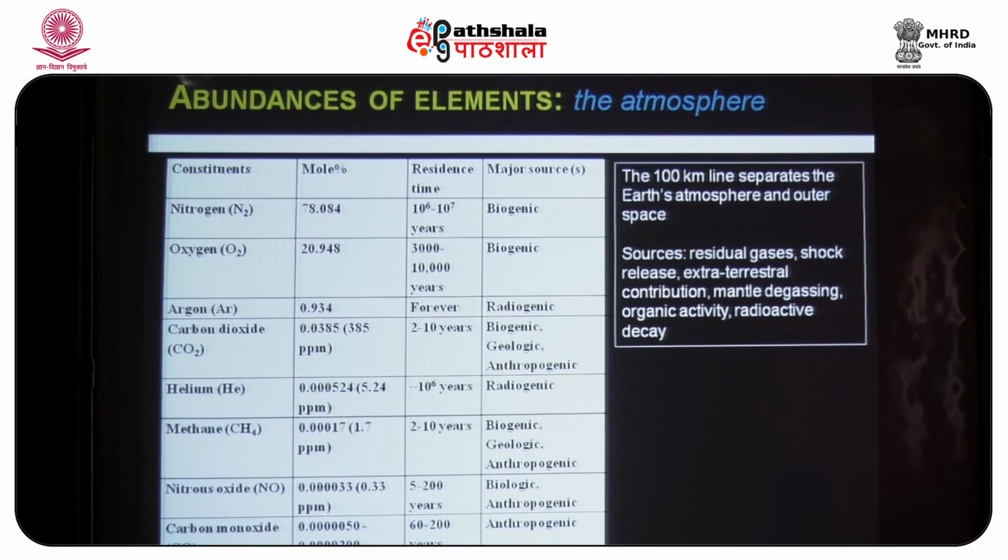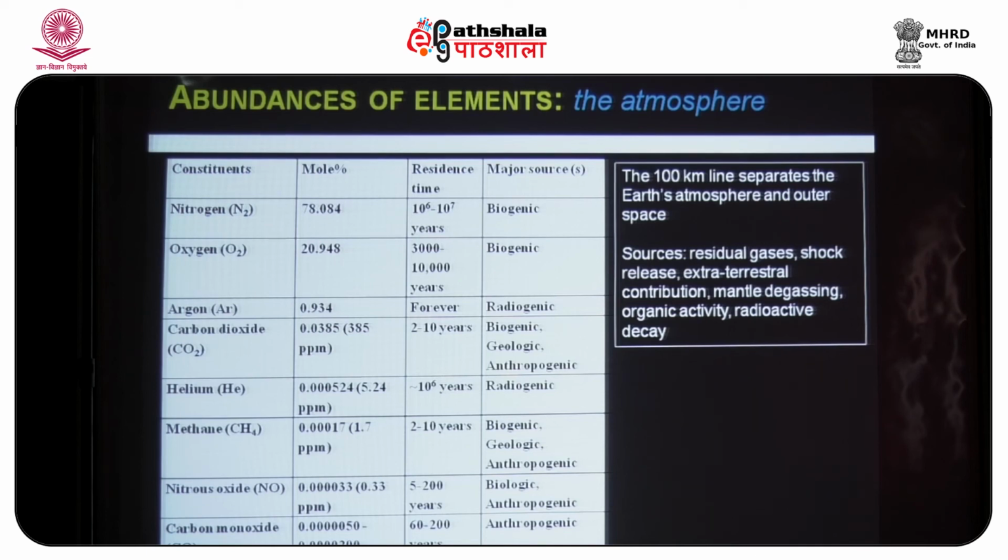Now, this is the present day composition of the atmosphere. What you see is that nitrogen and oxygen constitute about 99% of the present day atmosphere. The next abundant element is argon, and then carbon, followed by helium. So, argon and helium, these two are quite abundant elements in the atmosphere after nitrogen and oxygen.